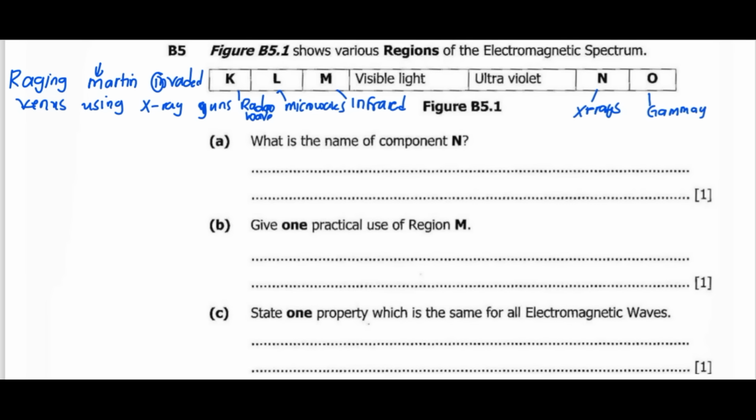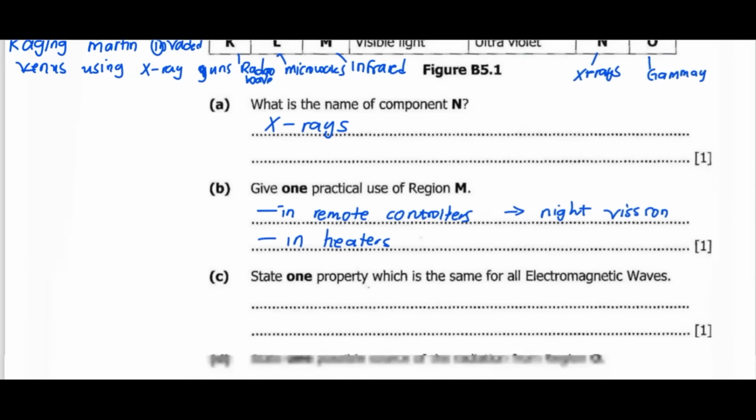Now let's look at question A. What is the name of component N? So N is just the X-rays. Then give one practical use of region M. What is M? Infrared. So the first one, it is used in remote controllers. Then also it is used in heaters. Then also it is used for night vision. All these are uses of infrared.